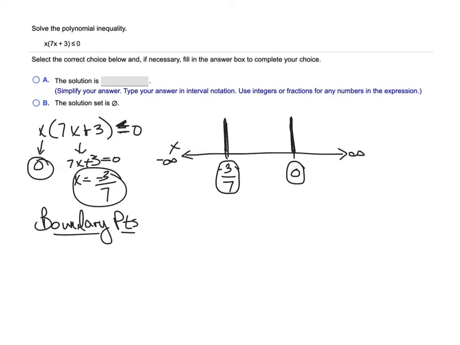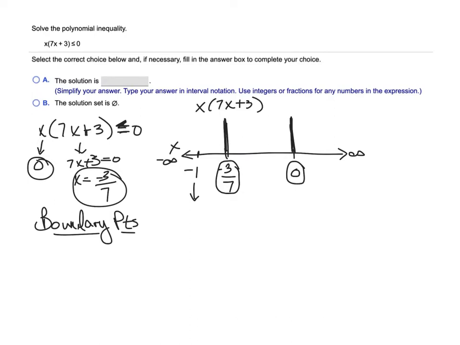We have 3 intervals. This is where we pick a point inside each interval to test. By testing I mean, in this case, I chose -1. You could have chosen -2, -3, -4, anything less than -3/7, and you're going to plug this into our function. I'm going to write it up here. I'm going to plug it into my factored form right there.